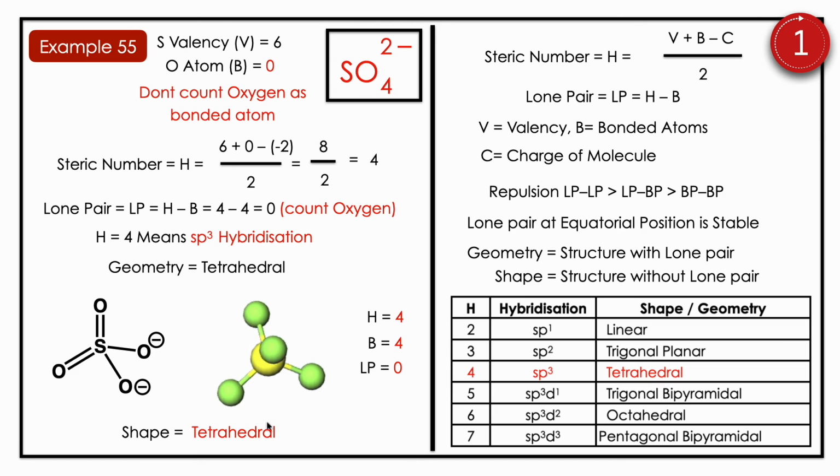So H4 means sp3 hybridization. Since there is no lone pair in the system, geometry and shape will be same. So shape of SO4 2 minus is tetrahedral.